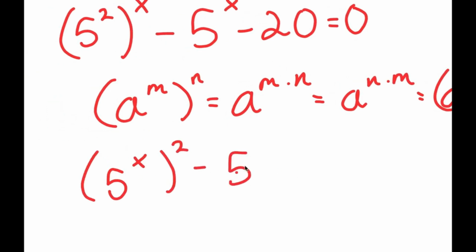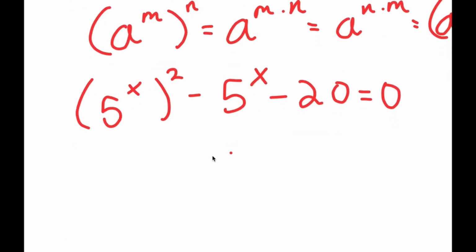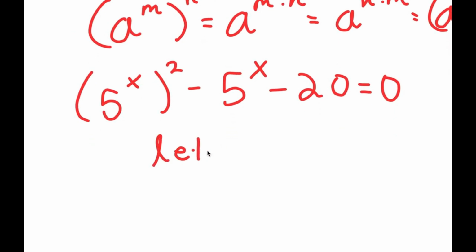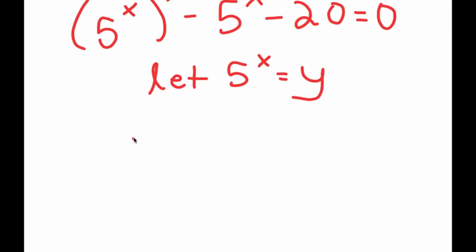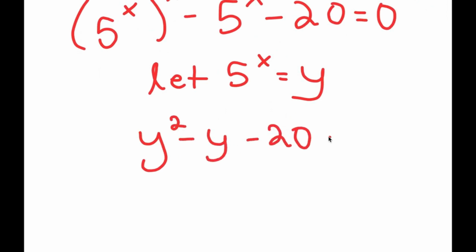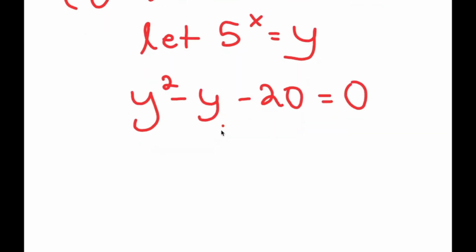Now I have this minus 5 to the power of x minus 20 is equal to 0. And now I'm going to let 5 to the power of x is equal to y, so I get y squared minus y minus 20 is equal to 0.